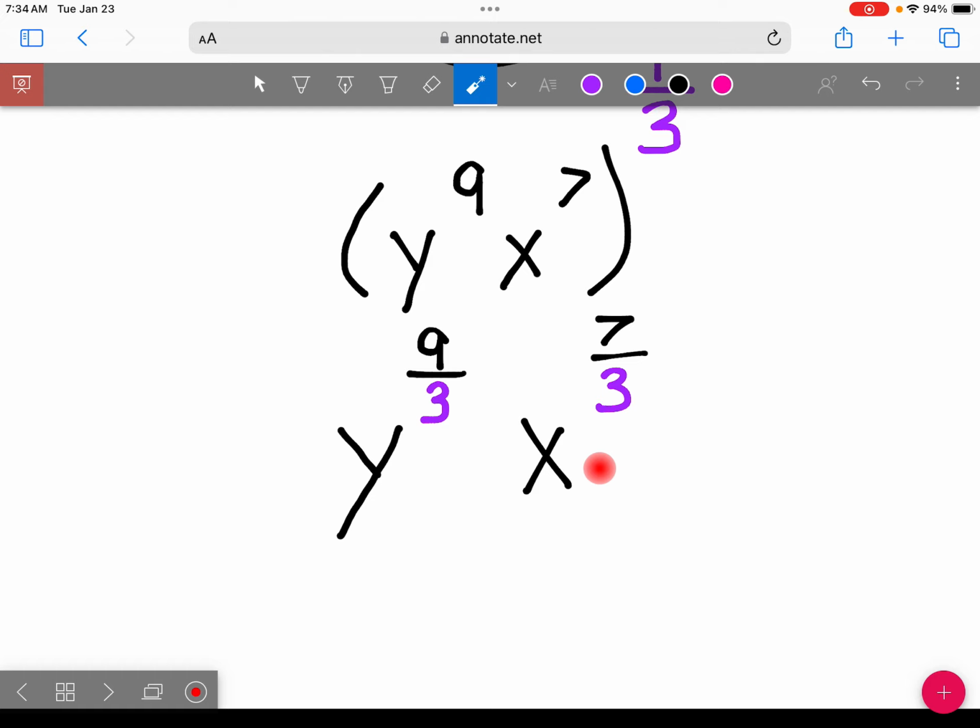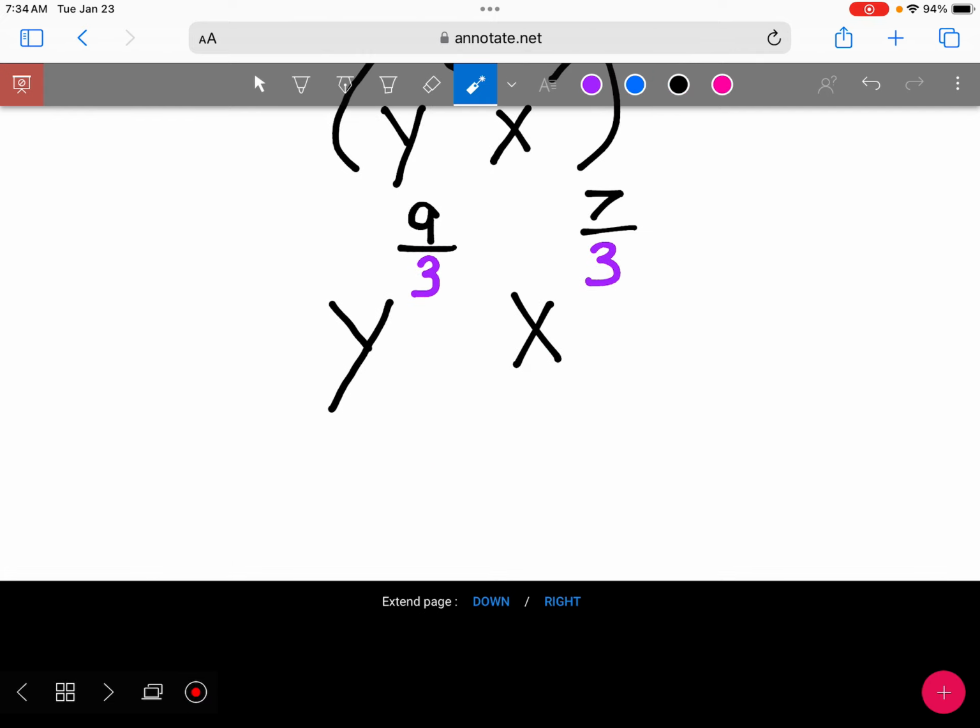Can I simplify one of these? Yeah, 9 thirds. That's the same thing as y cubed. 9 thirds equals 3. And we're just going to leave the x as kind of gross. So the benefit of switching it around to exponential form is I don't have to think that hard about what the cube root of y to the 9th is. I know that 9 thirds simplifies down to 3. It takes roots and makes them into fraction simplification.